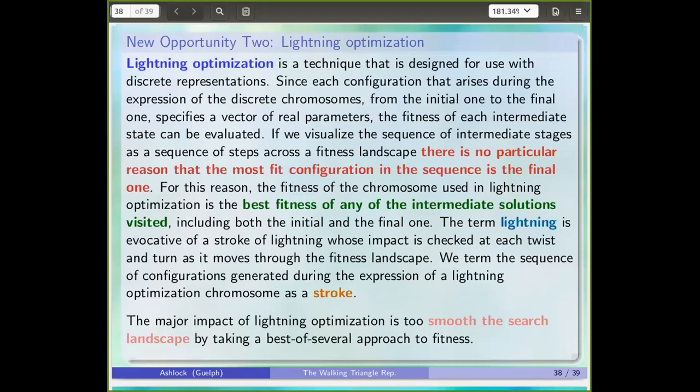The term lightning is evocative of a stroke of lightning whose impact is checked at each twist and turn as it moves through a fitness landscape. We turn the sequence of configurations generated during the expression of a lightning optimization chromosome as a stroke. The major impact of lightning optimization is to smooth the search landscape by taking a best of several approaches to fitness. We've tested it on several rough fitness landscapes, and there it definitely outperforms a normal optimizer.